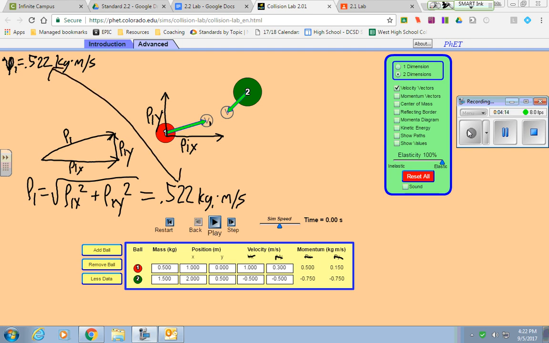So did I have to go through all that work of velocity in two dimensions? If the momentum values are given to me, no, you do not. But it's a good way to double check your work, and it's good practice at doing that stuff.